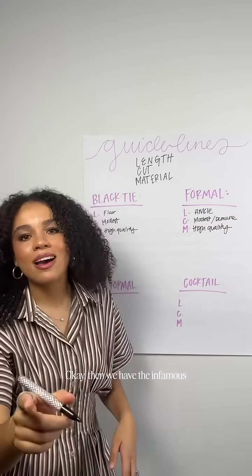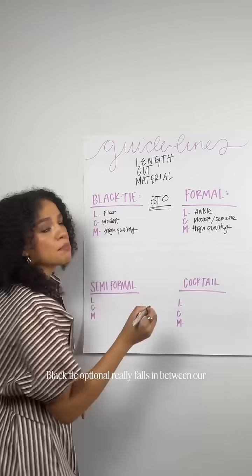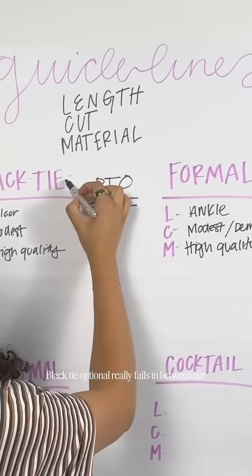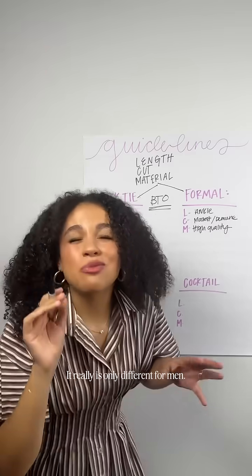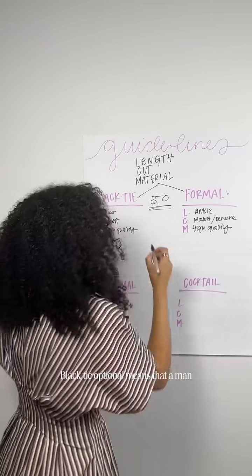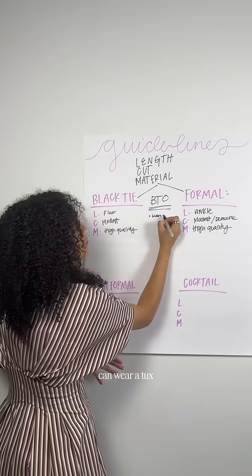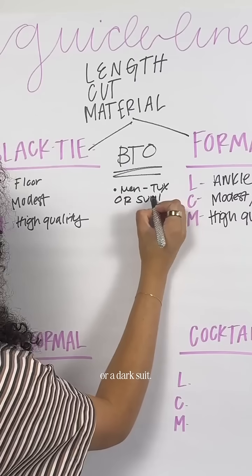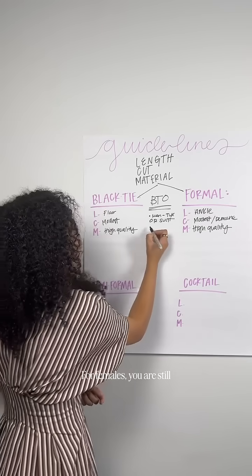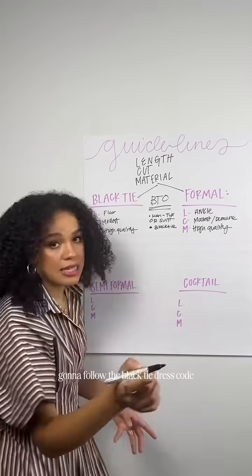Okay, then we have the infamous black tie optional. Black tie optional really falls in between our black tie and our formal. It really is only a difference for men. Black tie optional means that a man can wear a tux or a dark suit. For female, you are still gonna follow that black tie dress code.